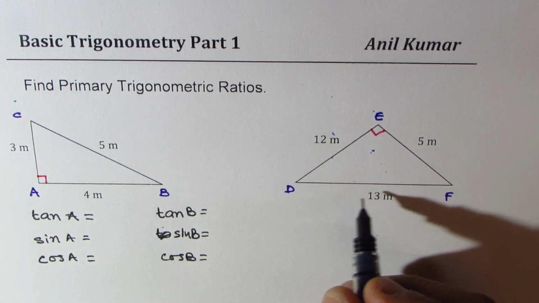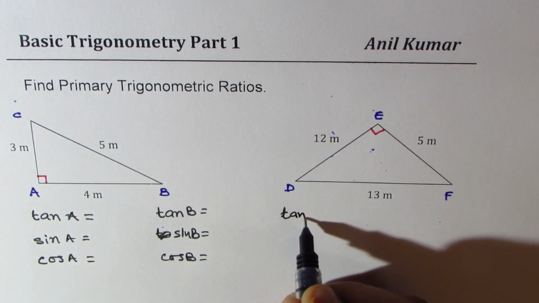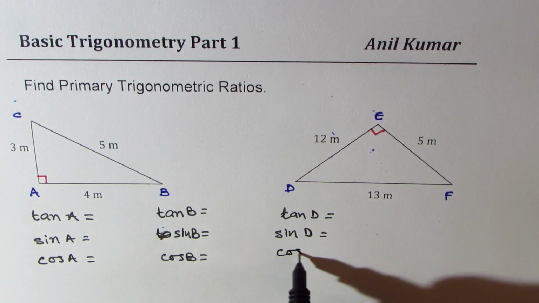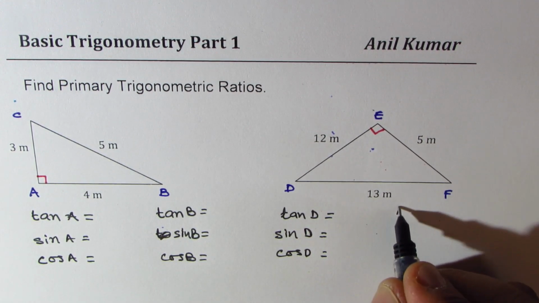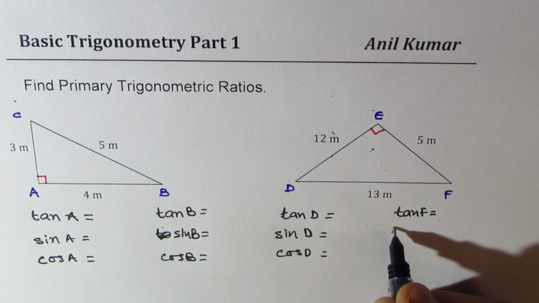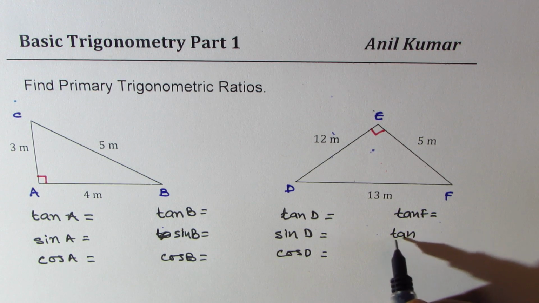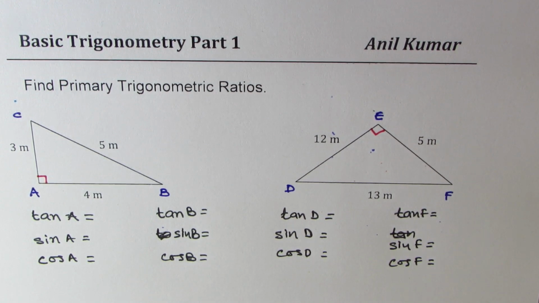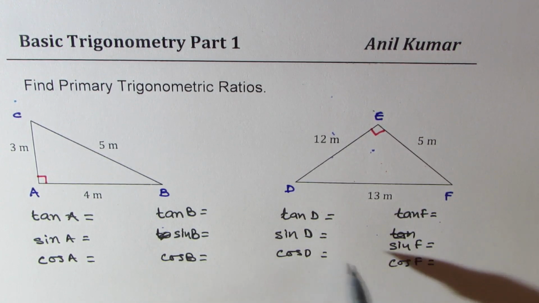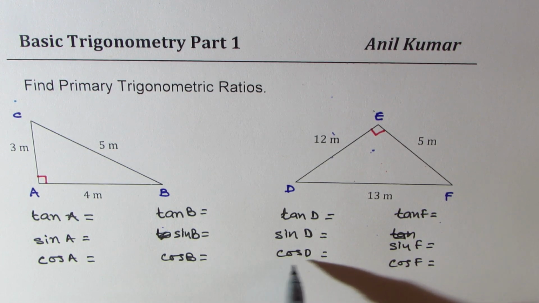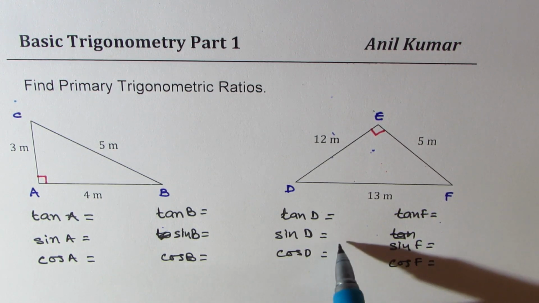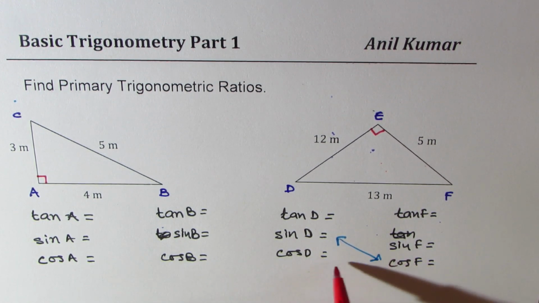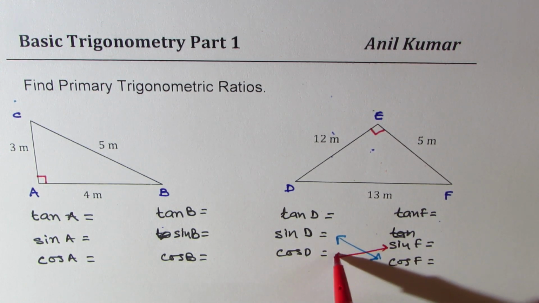In this triangle, we'll try to find what tan D equals, what sine D equals, and cosine D equals, and also find what tan F equals, what sine F equals, and cosine F equals, right? Also see which ones are equal, right? So you might get sine D the same as cos F, right? They may be equal. So here is something which you can practice. You may find that cos D is equal to sine F.